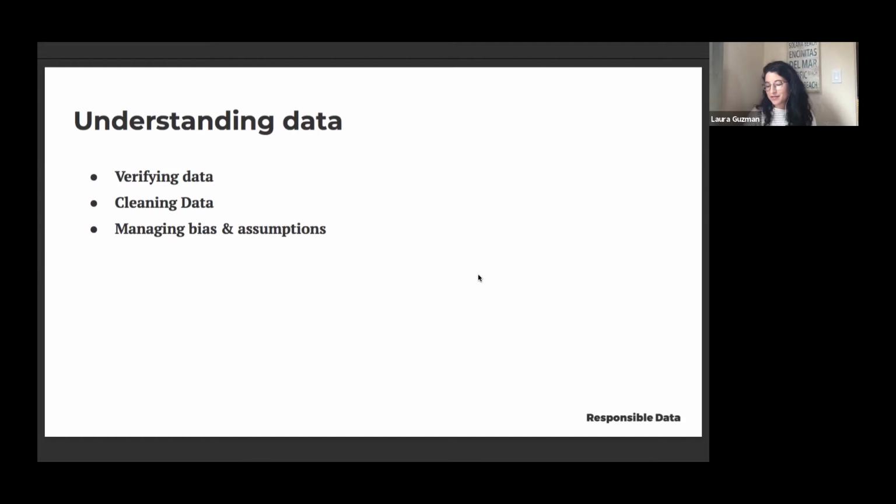Cleaning data is a phase of projects that can be somewhat time consuming. I see Paola nodding her head. In the ideal, it's something that you could design for at the very beginning.